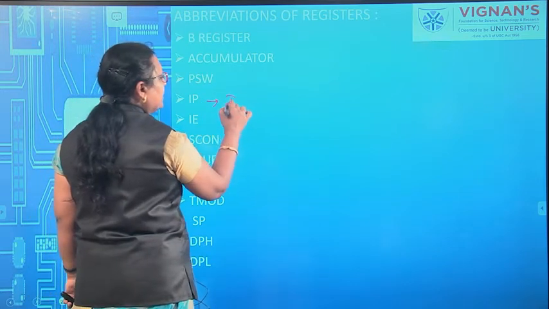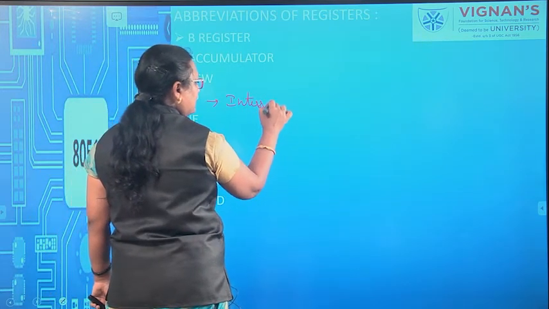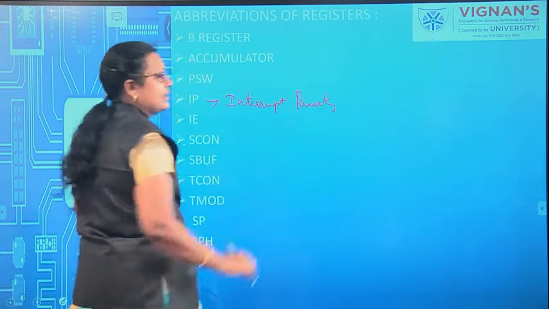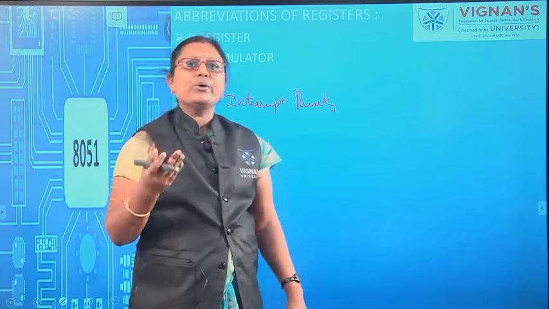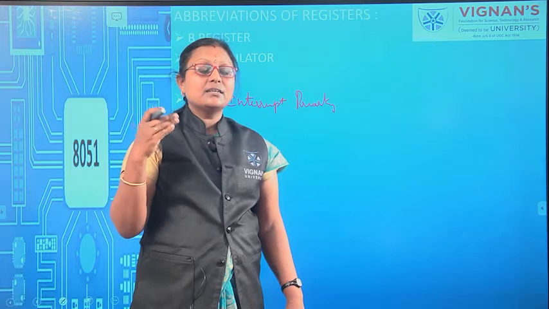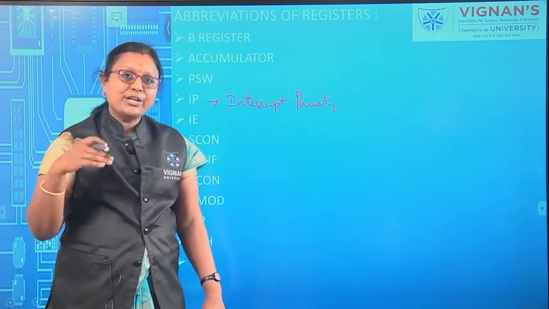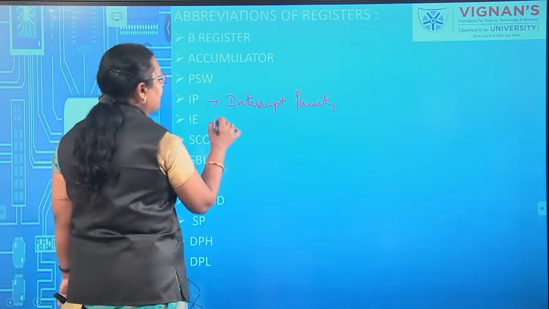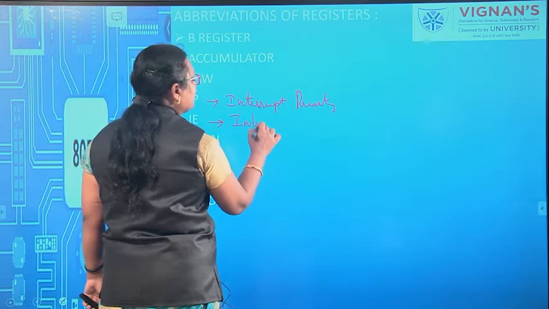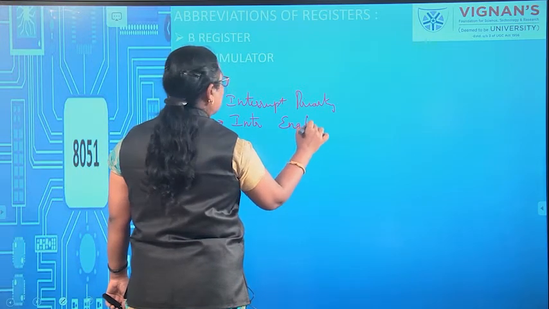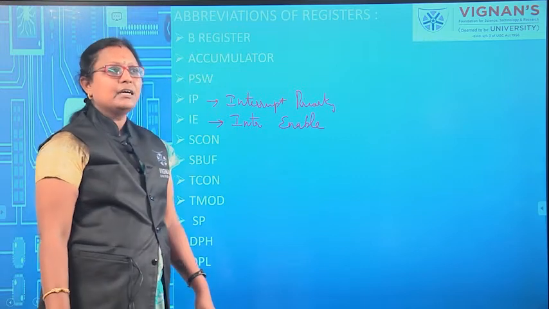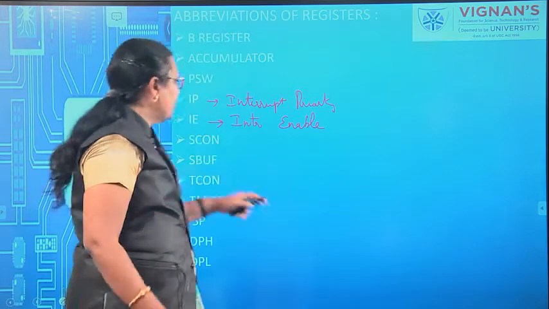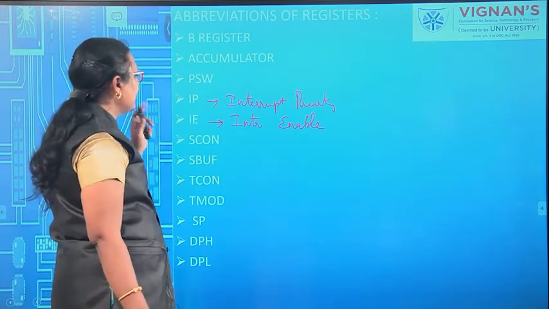IP is the interrupt priority register. I told you that we have two external interrupts, right? So as per the priority of that interrupt, it has to be processed. For that we are using this interrupt priority bit, and this is the interrupt enable bit. If an interrupt has to be processed, that bit has to be enabled. Only then it can be processed, right? So that one is the interrupt enable bit.